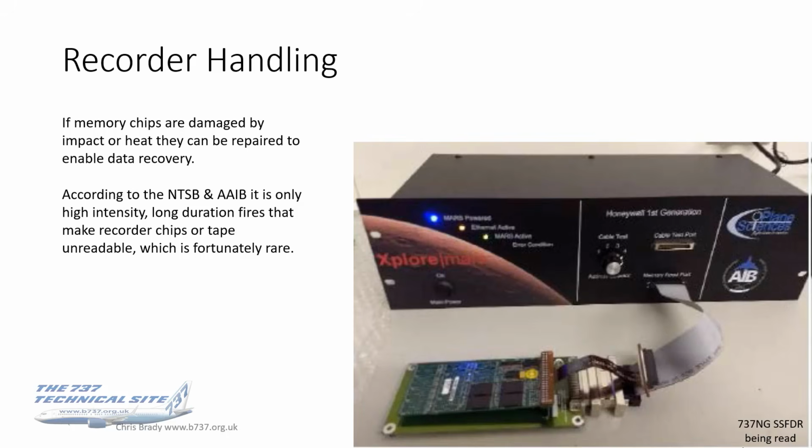Now, according to the NTSB and the AIB, it's only high intensity or long duration fires that make recorder chips or tape unreadable, and that is fortunately rare. But in the vast majority of cases, the agencies are able to get all the data off these chips.